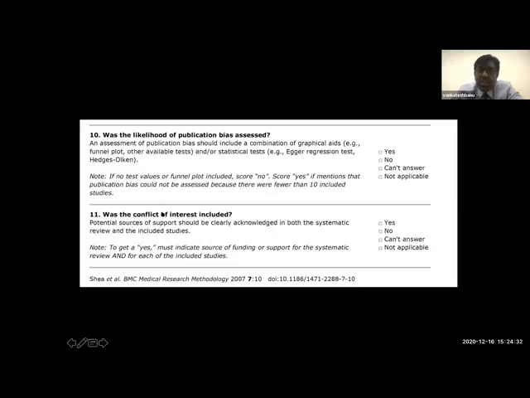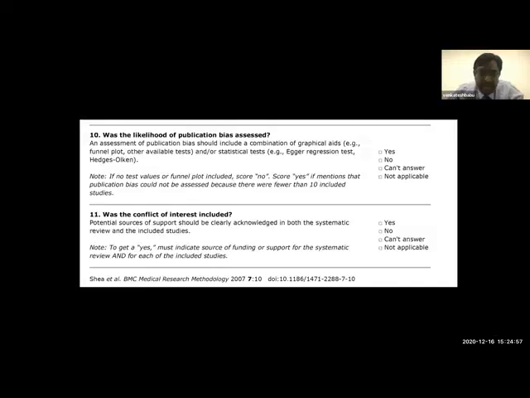Next is, was the conflict of interest included? If you see the end of the paper, certain papers clearly say that there is a conflict of interest or there is no conflict of interest. Whatever the result, if they mention it there, you can give the score of yes. Is this okay? This is how you have to critically appraise your published systematic reviews.